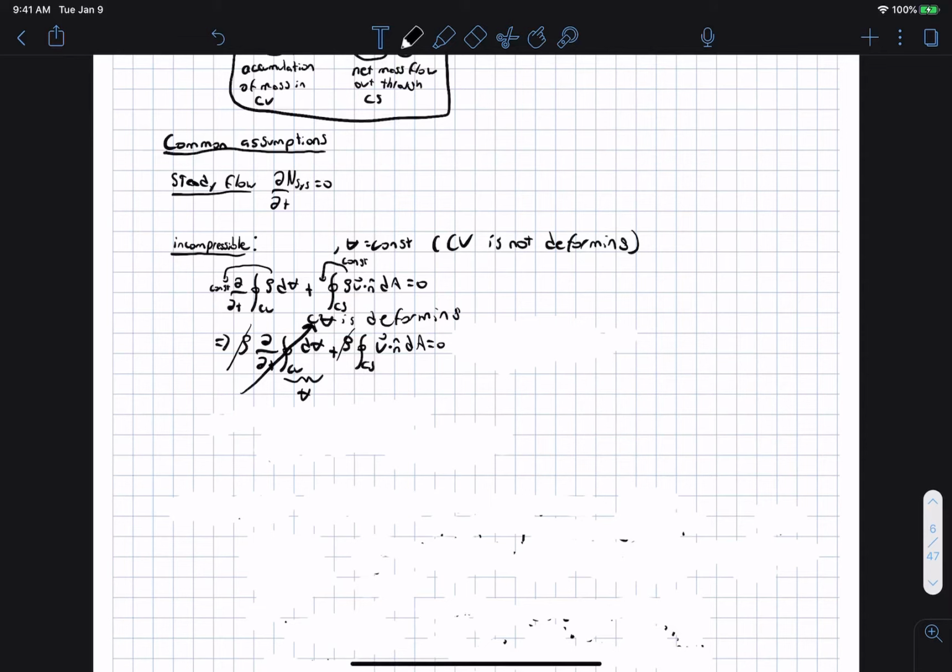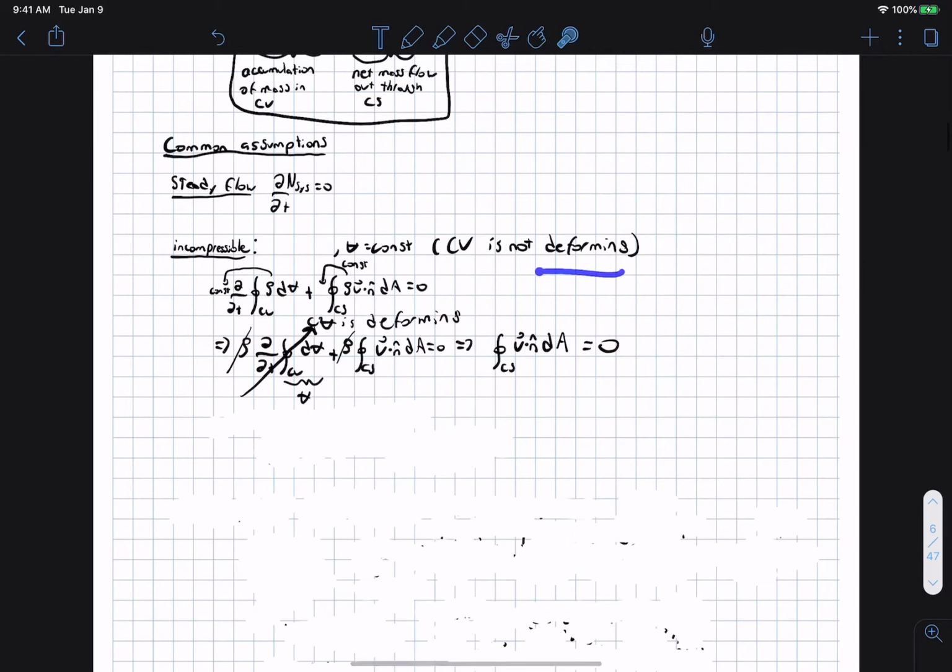Okay, which means that the volume of fluid in the control volume is not changing. Then this implies that for incompressible flow, we are left with just this term here, if the control volume is not deforming. If it's deforming, then you do have to account for the change of the volume of the control volume.